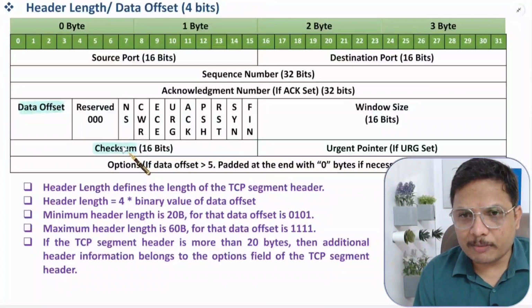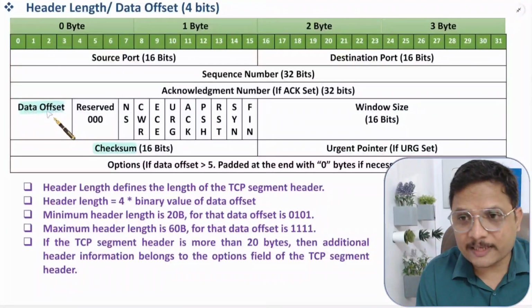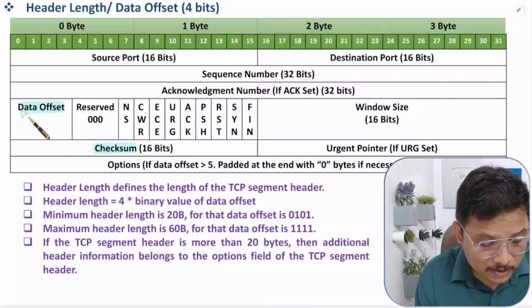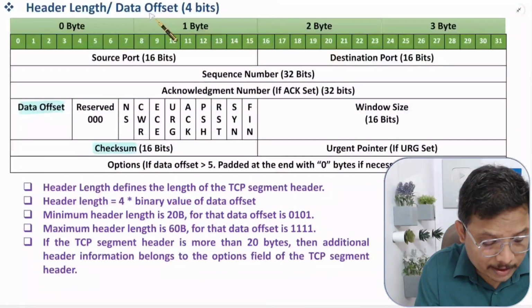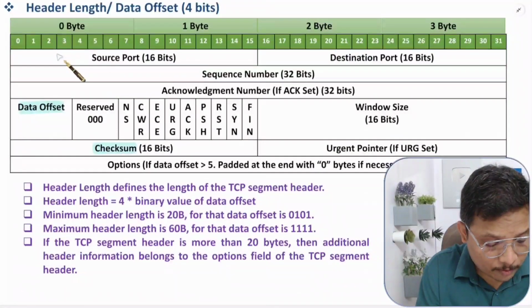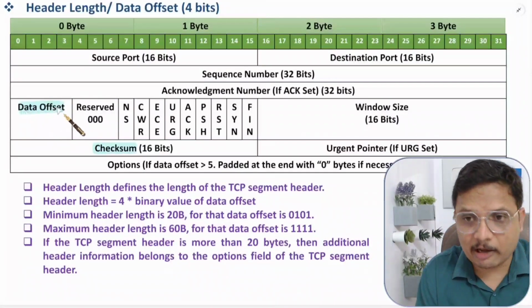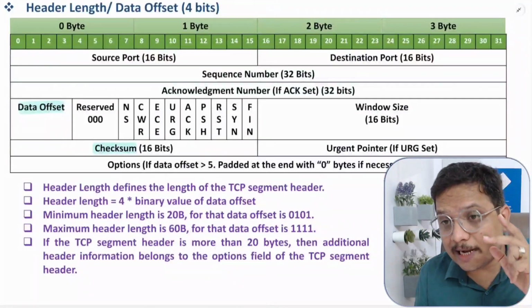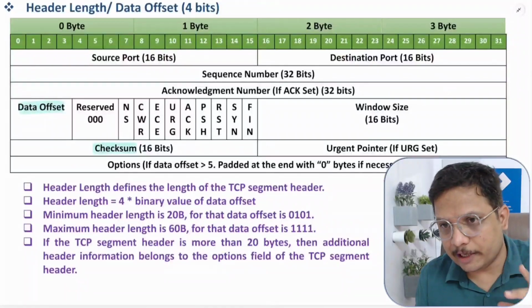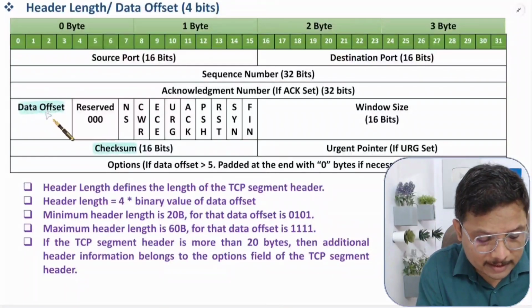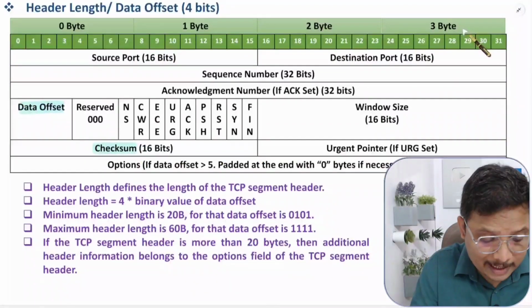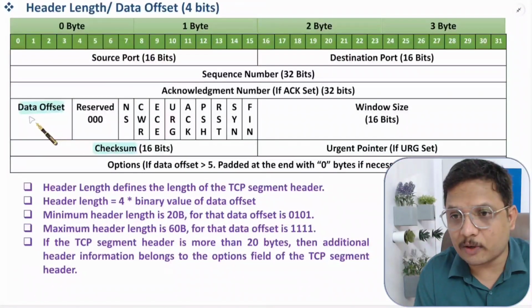In some books, you will be observing this data offset field represented as header length. See, the size of this data offset field is 4 bits. You can observe here 1, 2, 3, 4. 4-bit size is there with data offset. Now, you need to understand first how this data offset is getting calculated. See, data offset means header length. So, the header length of this TCP segment is getting computed by these 4 bits only.